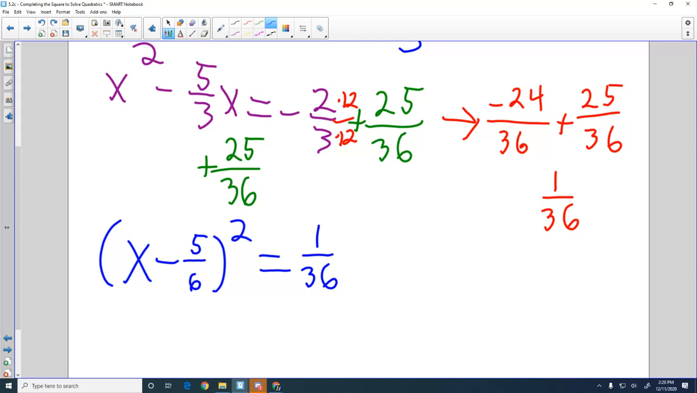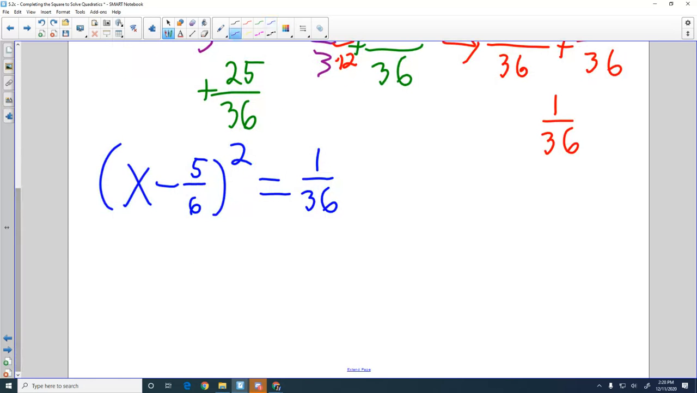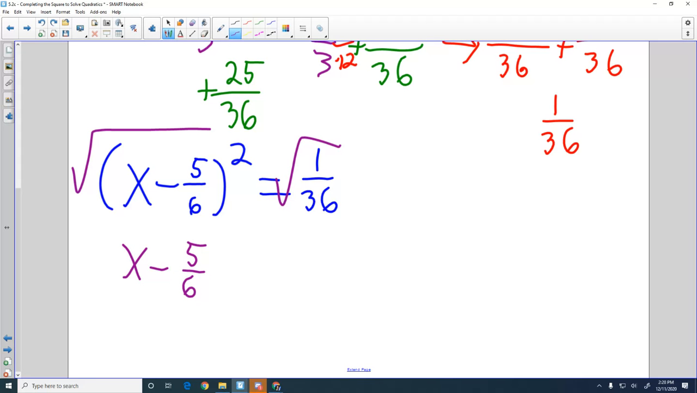The square root. I want to get the x by itself. Let's cancel out that exponent. Square root both sides. That leaves us with just x minus 5/6 equals 1/6. But you can't forget the plus or minus. Can't forget the plus or minus.